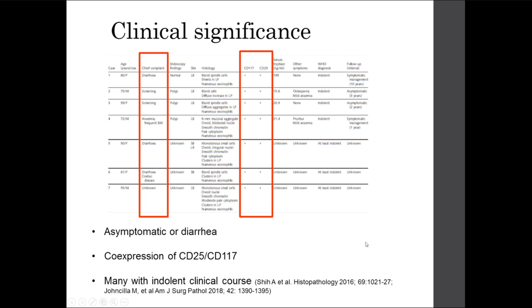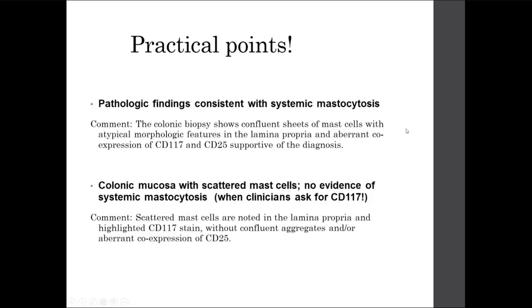I just want to point out that as opposed to systemic mastocytosis in other sites, there's this paper on systemic mastocytosis in the GI tract, and in their experience, some of the patients actually had available follow-up. They follow a more indolent clinical course. So when I diagnose these cases, I actually include that reference, so clinicians are aware.